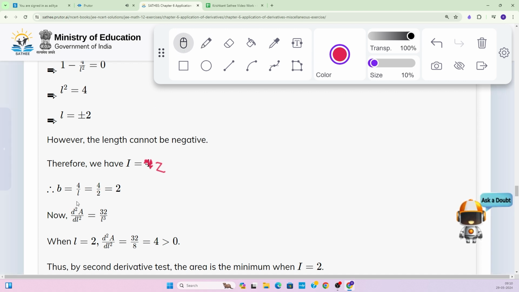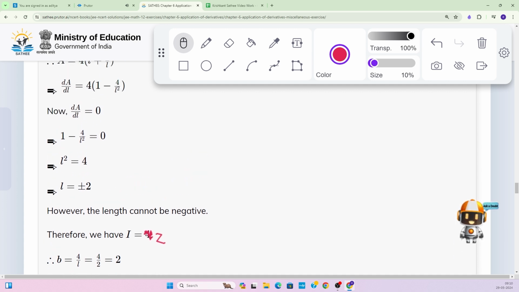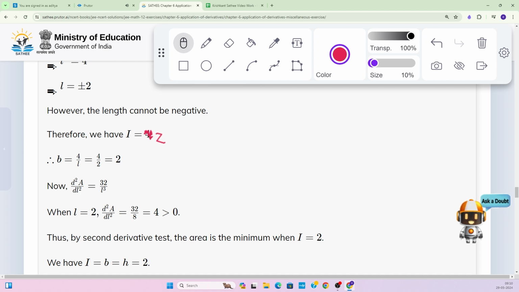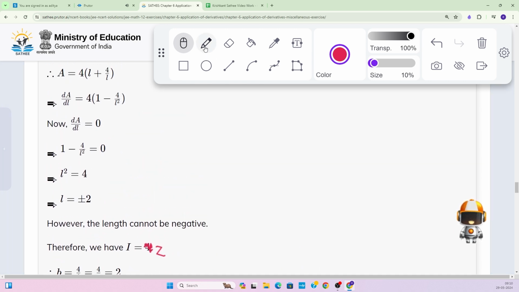Now using the second derivative test, first of all we have to find the second derivative. If you want to find the second derivative for this, it will be 4 times the derivative of this. This means the derivative of 4 multiplied with, so it will be 0 minus 4. Now the derivative of L power minus 2 will be minus 2 L power minus 3, and this will be like this. Okay, clear? I hope it is clear to you.